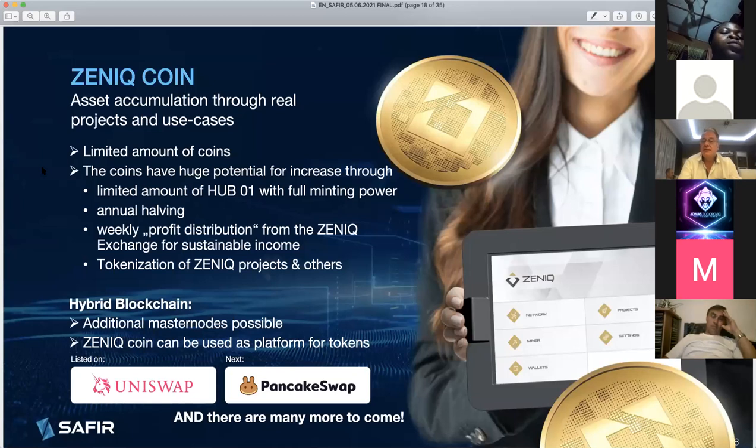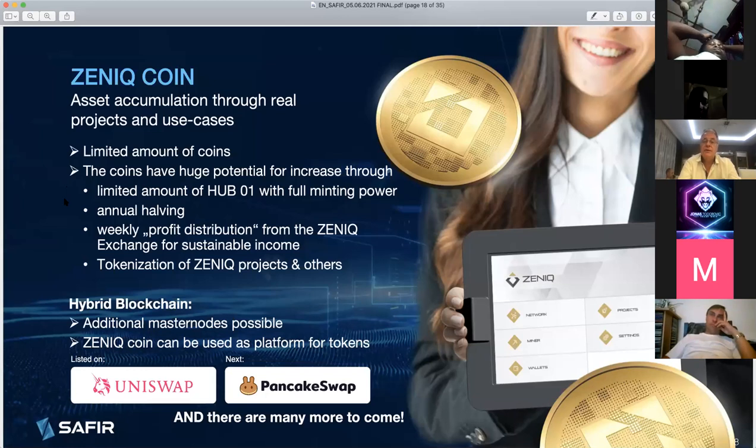What makes this coin increase in value? The whole platform, the whole ecosystem, the backing by the bank, the backing by the community, the exchange, and the tokenization projects through our partners. There is also a limited amount of hubs that can be sold that produce the ZENIQ tokens. It's approximately 220,000 devices that can be sold, and it's connected also to an annual halving system.